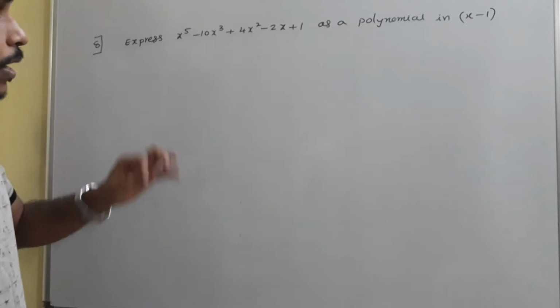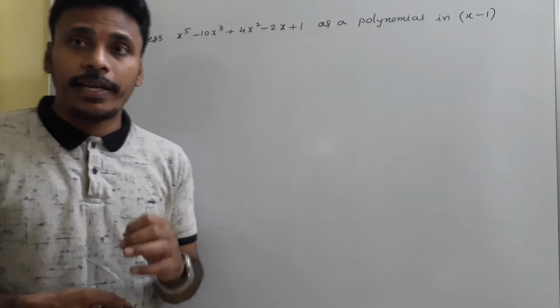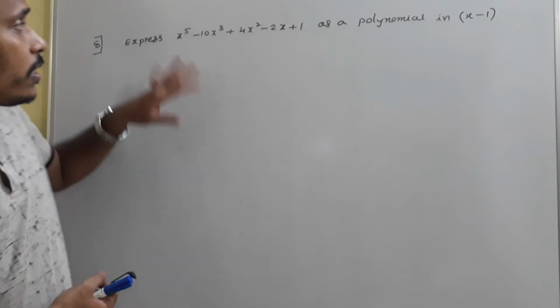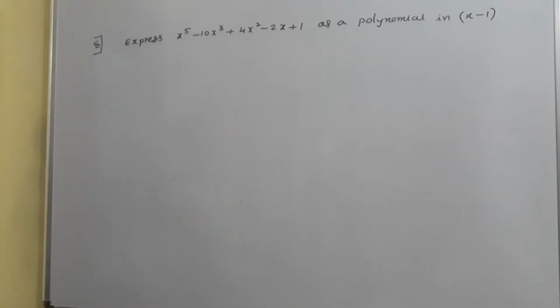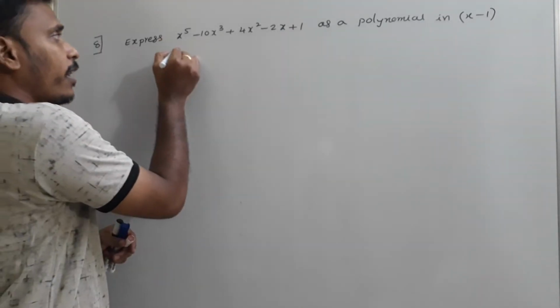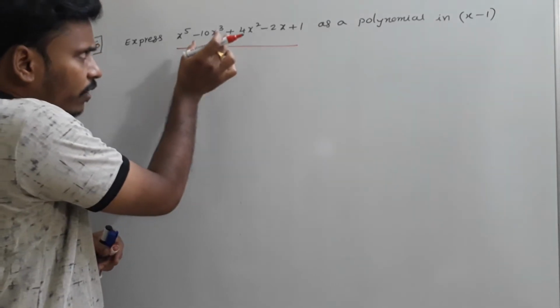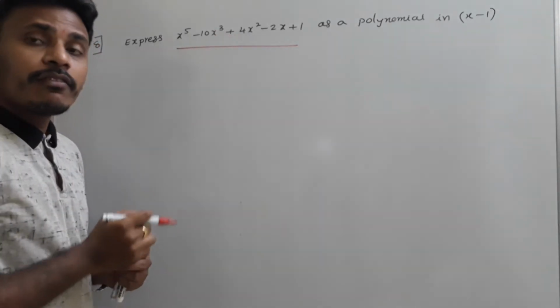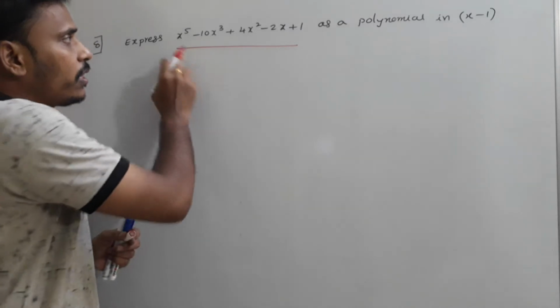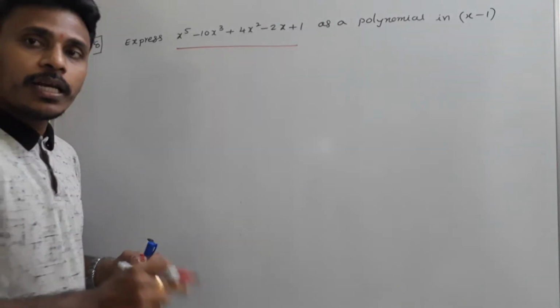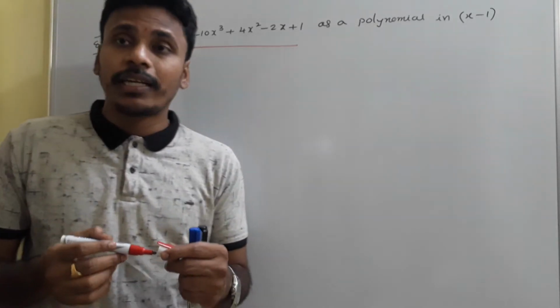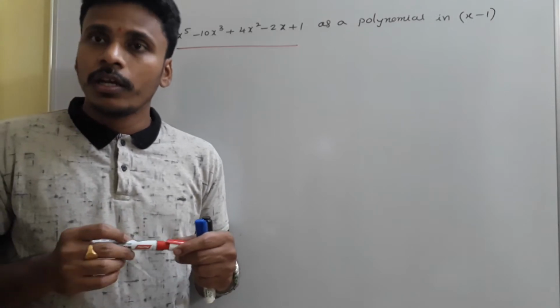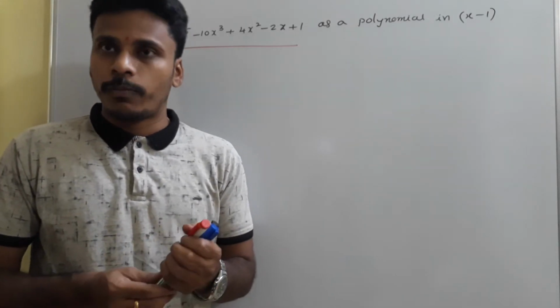Minus 2x plus 1 as a polynomial in x minus 1. In the sense, this is a polynomial in terms of x. Everything is there in terms of x. We need to find a polynomial which is equivalent to this given polynomial, but the newly formed polynomial is in terms of x minus 1. Okay, so I will do it, and again at the end I will explain for you.